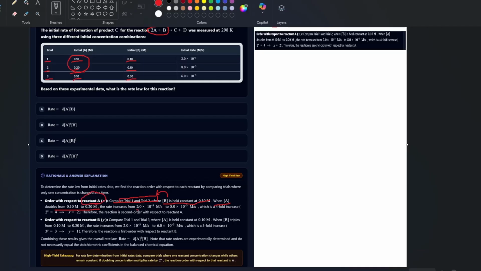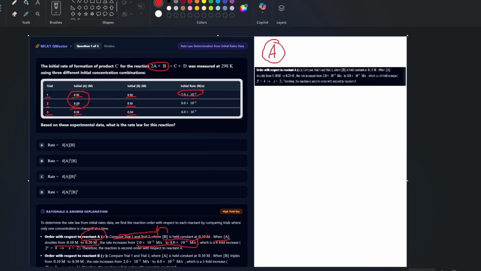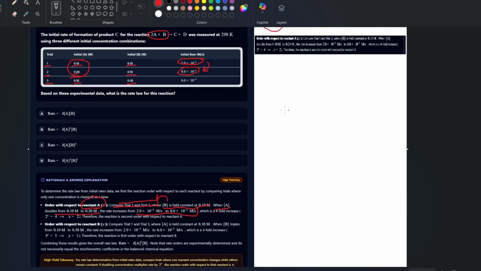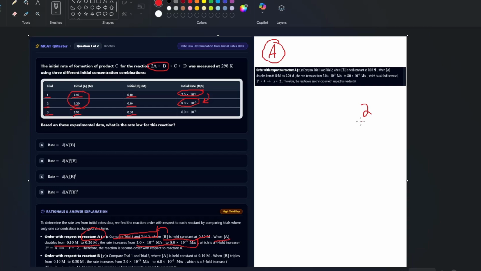The rate increases from 2 times 10 to the negative 3 to 8 times 10 to the negative 3, right? So 2 to 8, okay? Which is a 4-fold increase. So what you can do is find the ratio, 8 times 10 to the negative 3 over 2 times 10 to the negative 3. That is 2 times 10 to the 0, 2 times 1 is just 2. And then you do 0.2 divided by 0.1.